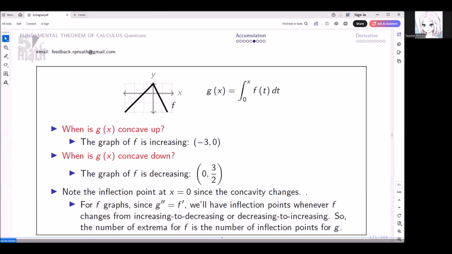For f graphs, since g double prime equals f prime, we'll have inflection points whenever f changes from increasing to decreasing or decreasing to increasing. So the number of extrema for f is the number of inflection points for g.